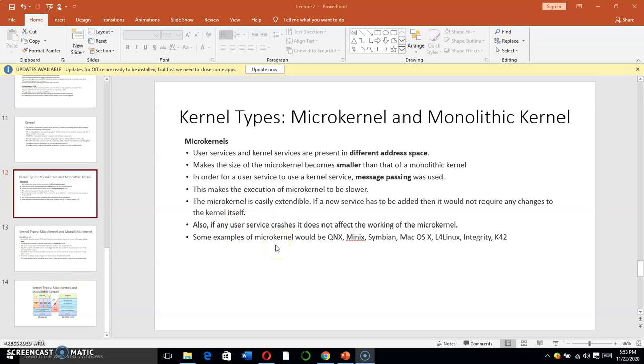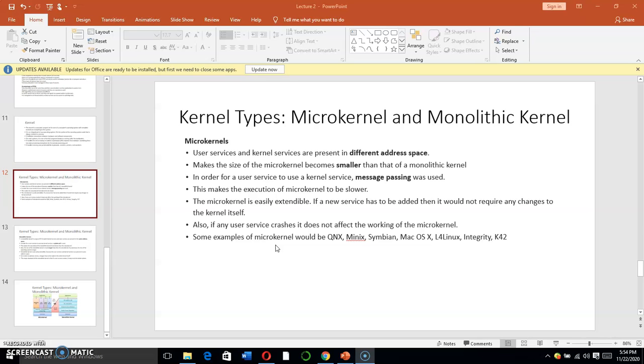Okay, so in the last video we spoke about microkernels and monolithic kernels. Now, there are two types of services that are present on an operating system. One is called the user services, while the other is called the kernel services. The kernel services pass instructions directly to the computer hardware, while user services pass instructions directly to application programs and peripheral programs.